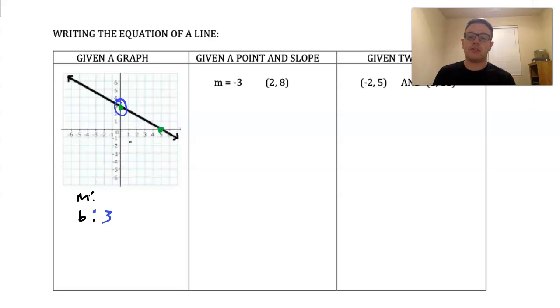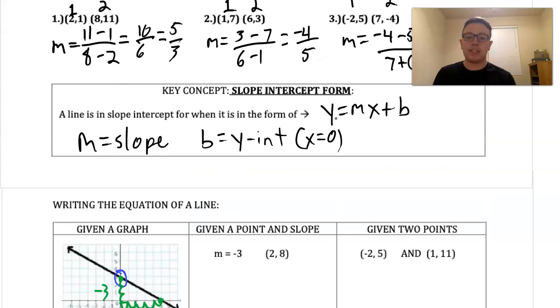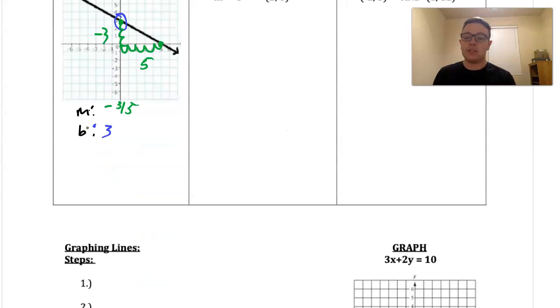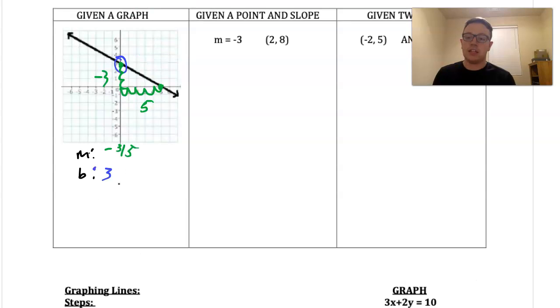And now we figure out how much we're falling over how much we're running. So how far do we go down? 1, 2, 3. So we go down 3, and we go over 1, 2, 3, 4, 5. So we go down 3 over 5, making our slope minus 3 over 5. Now what did we need for this? We needed our slope and we needed our y-intercept. Y and x we keep as variables, meaning that all we have to do is substitute these values in. And we get y is equal to negative 3 over 5x plus 3.